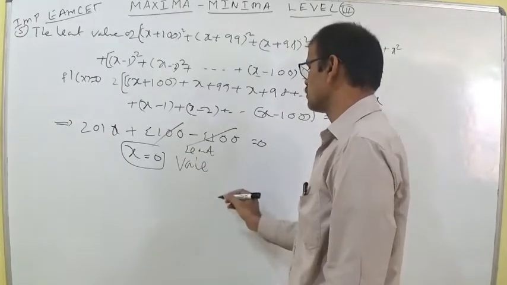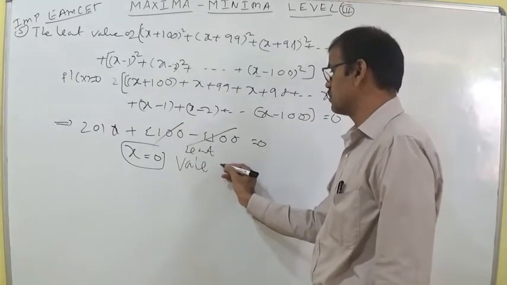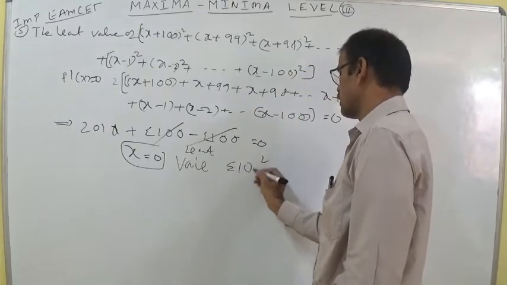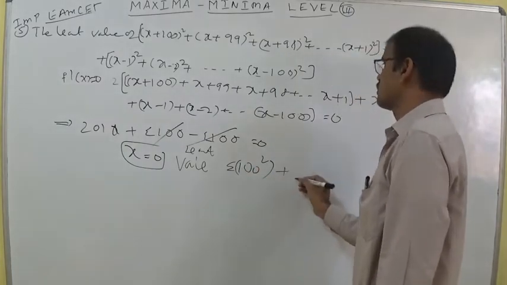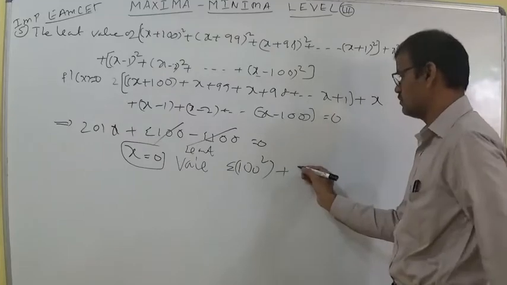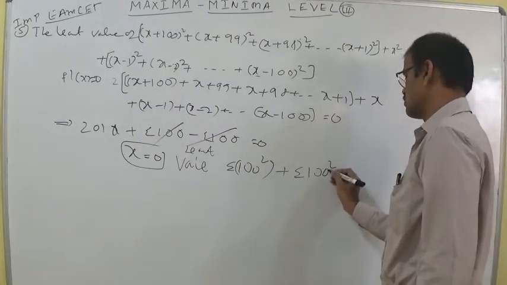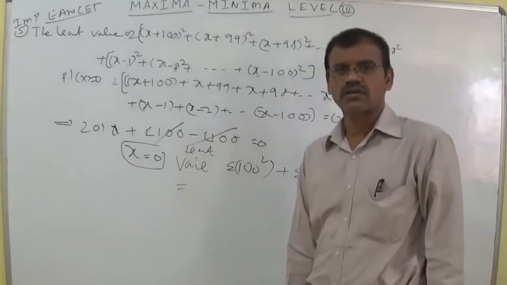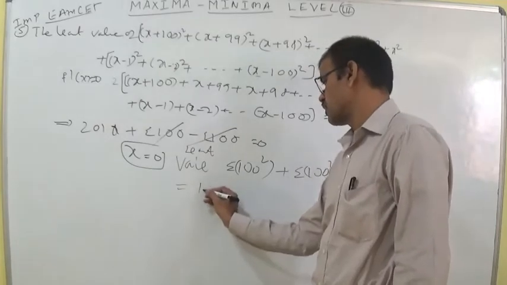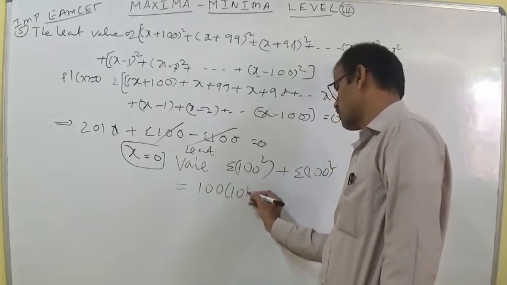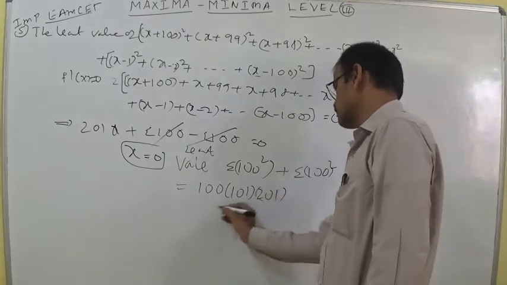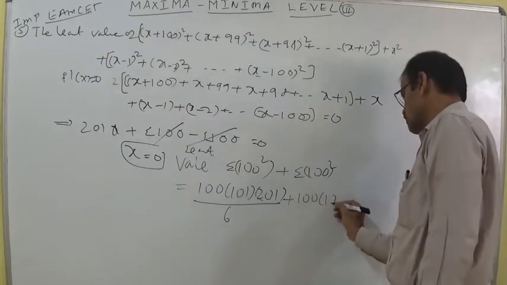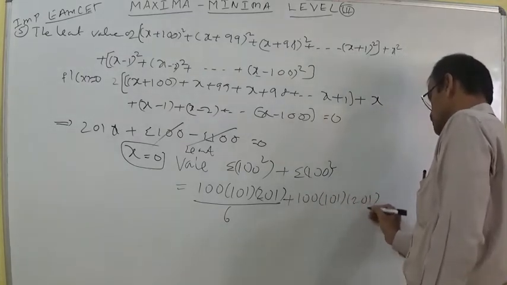If we put x = 0, then the least value is 100² + 99² and so on. So you can write sigma 100 square, plus this is 0, don't write, and this is sigma 100 square. We know, students, the sigma n² formula is n(n + 1)(2n + 1)/6. Here you can write 100 × 101 × 201/6, and here also 100 × 101 × 201/6.